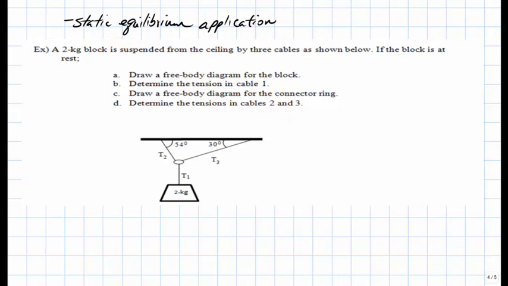Let's begin by constructing a free body diagram on this block. By the way, free body diagram will be noted as FBD from now on. And the construction of the FBD begins by isolating the block from the rest of the system. So we'll just draw it in isolation. Here's our block. It has a mass of 2 kilograms.